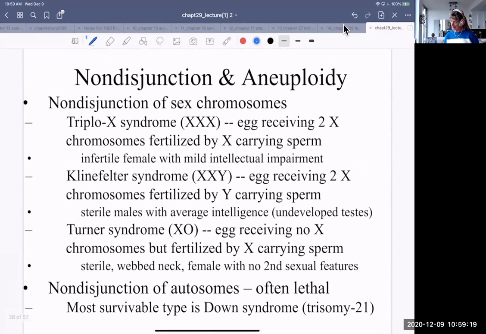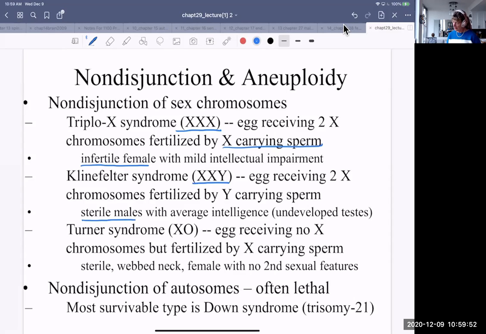So triplo X is triple X, an egg receiving 2 X chromosomes fertilized by an X-carrying sperm. That can result in an infertile female with mild intellectual impairment. Klinefelter syndrome is an XXY individual, so the Y is from the sperm. These result in sterile males with average intelligence but undeveloped testes.